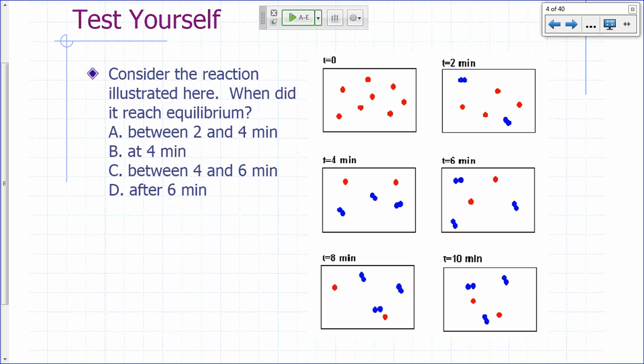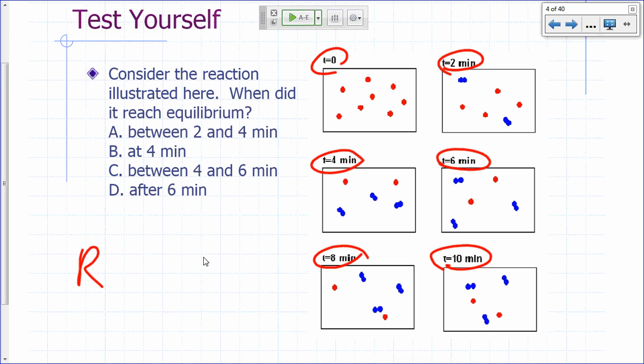So here's a quick question. Click a question that will check your understanding of the concept of equilibrium. Consider a reaction illustrated here. This is at time 0, 2 minutes, 4 minutes, 6 minutes, 8 minutes, 10 minutes. What's happening here? Your red atoms are being converted to what? It's changing to blue, right?